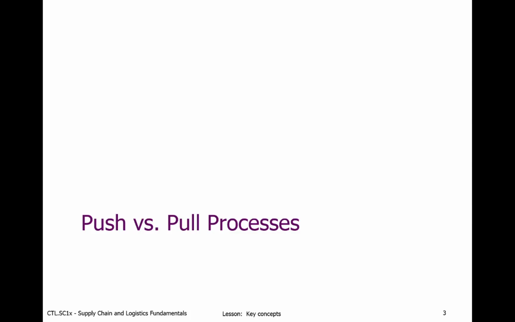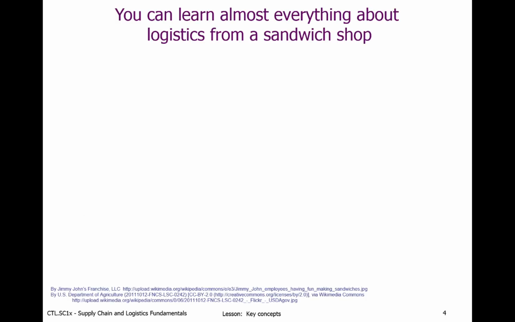One way to classify supply chain processes is as either a push or a pull system. To illustrate this, let's look at a simple example. Here at MIT in Kendall Square, we have a sandwich shop that's close by to our building. We go there a lot.